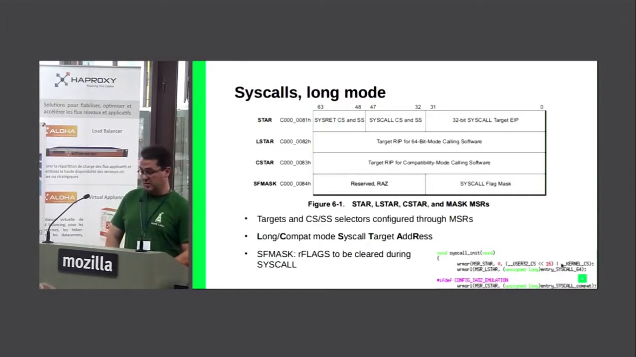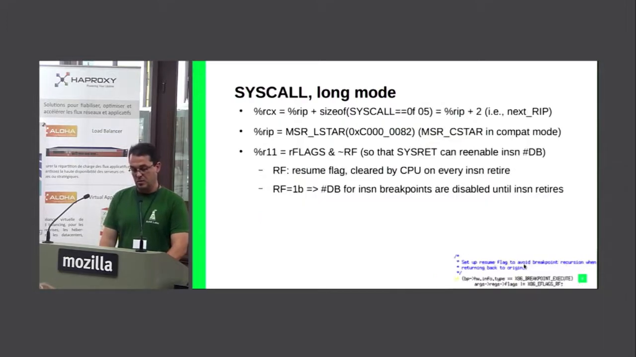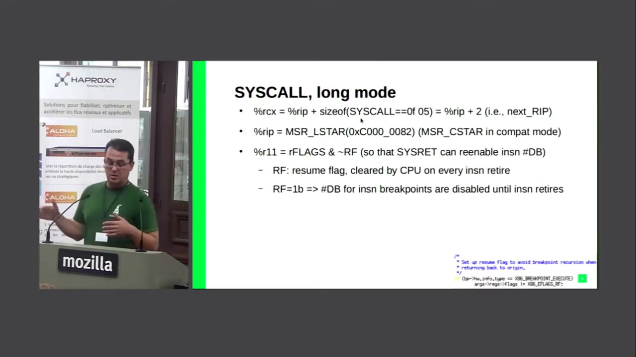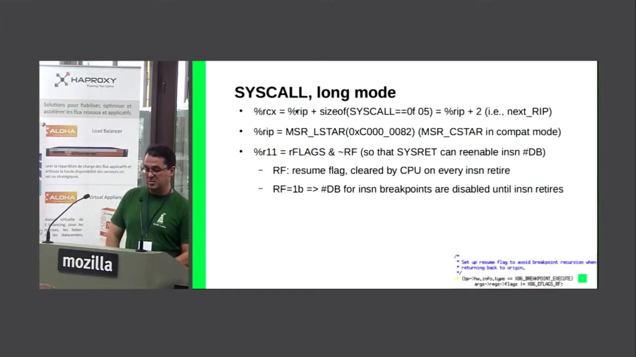You just go and write the entry point for the 64-bit syscall into that MSR, and the compatibility syscall entry point you write into that MSR. And you prepare the code segment and stack segment selectors. Right, and then you execute the syscall instruction. This is what the microcode does. It just goes and writes into RCX the address of the next instruction, which basically is the instruction after the syscall instruction. What it does is basically increment by two, because syscall is a two-byte instruction.